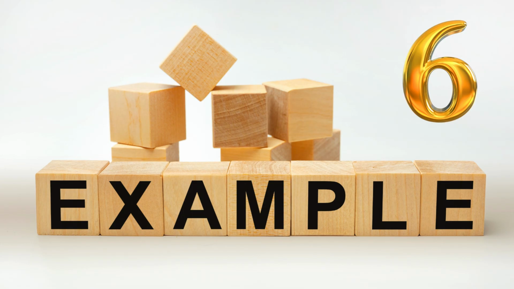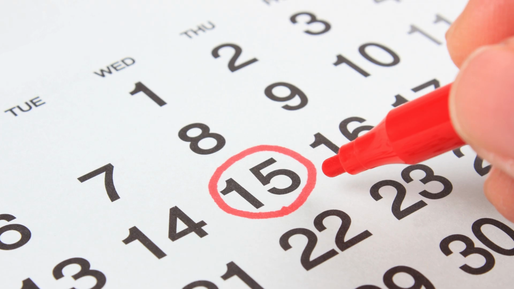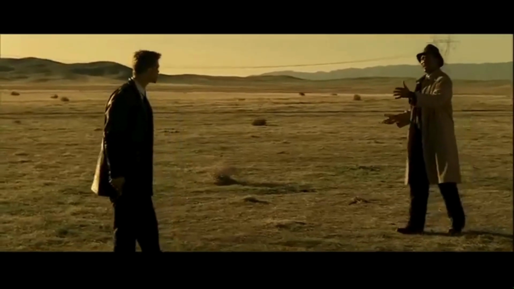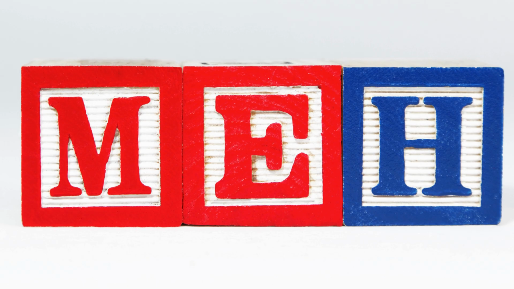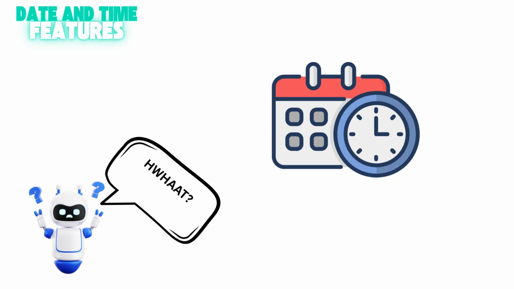Example 6 is date and time features. Here is a twist bigger than the one in 7. What's in the box? Okay, maybe not that big, but still. Machine learning models don't understand date or time either. So if you have a column like datetime, you'll want to break it down.